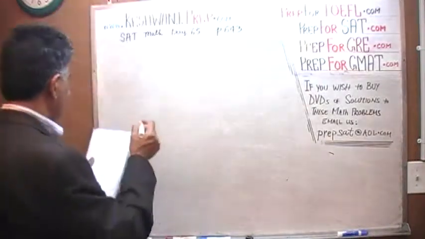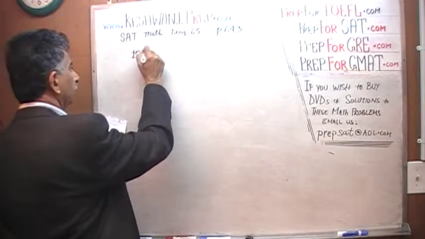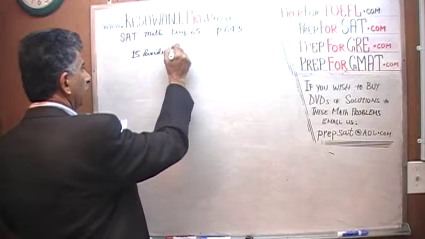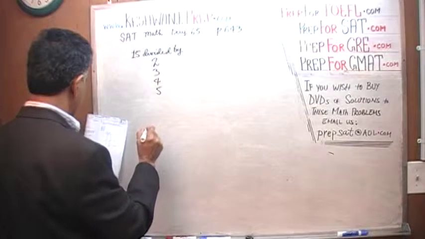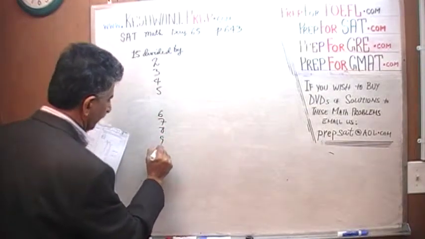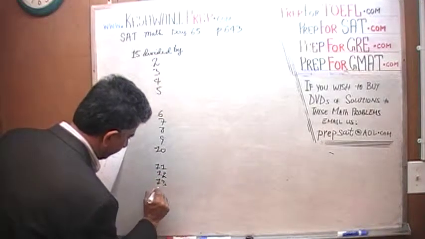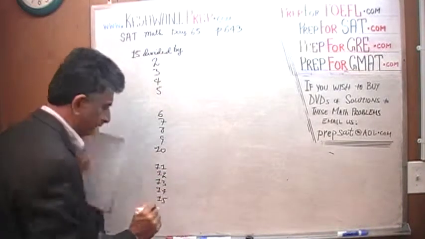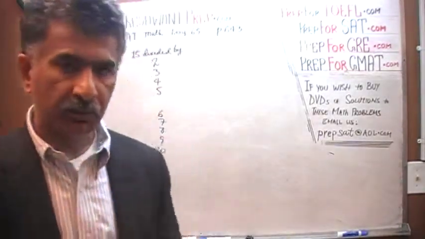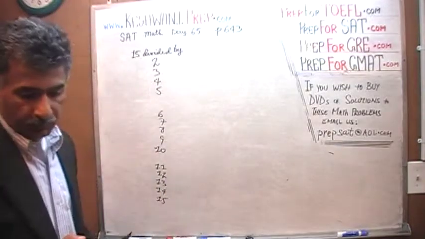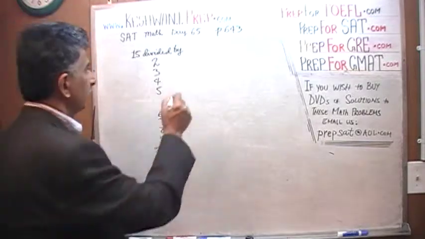So let's find out. We want to divide 15 by 2, 3, 4, 5, 6, 7, 8, 9, 10, 11, 12, 13, 14 and 15. This is the easiest, simplest and quickest way to tackle the problem. Don't try to do it in your head. Ask yourself, what are you going to get for a remainder if you divide 15 by 2? Let's make a list of remainders here.